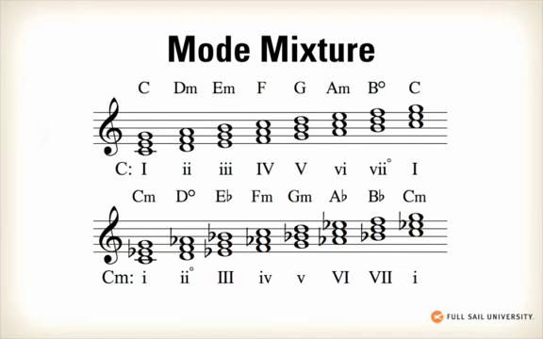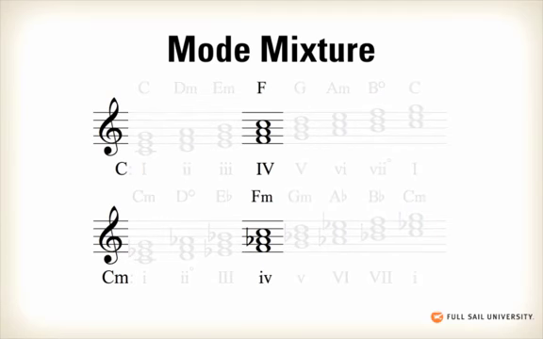These two keys differ only at scale degrees 3, 6, and 7. Now notice the similarities between the corresponding triads. The triads built on scale degree 4, for example, differ by only one note.